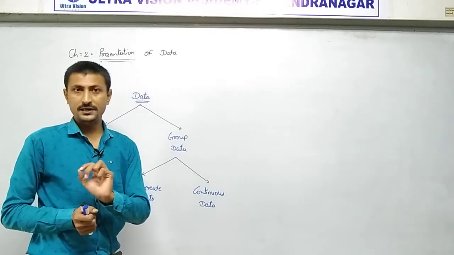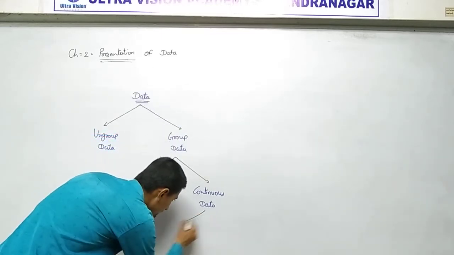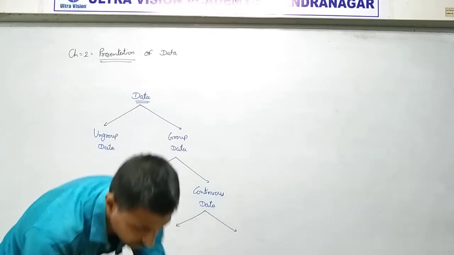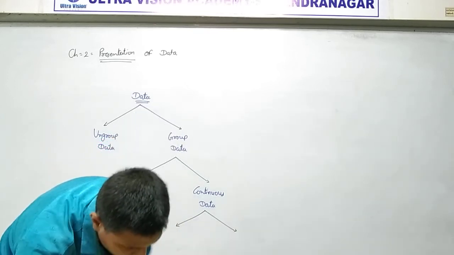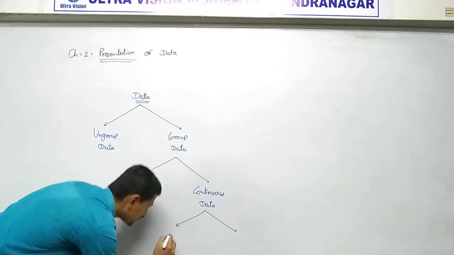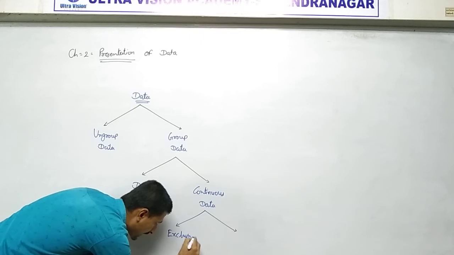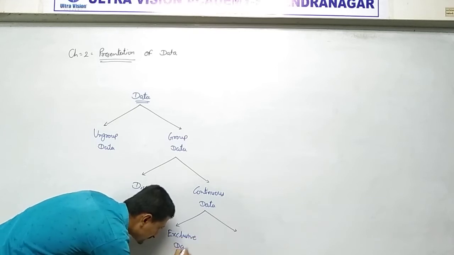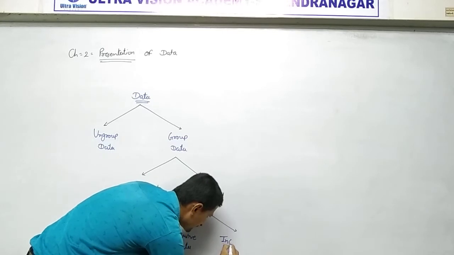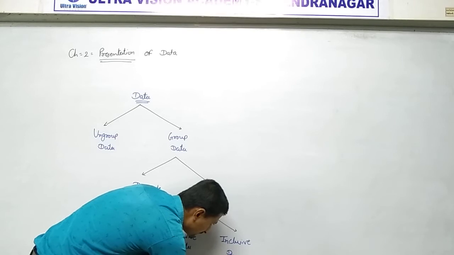Under the continuous data, there are two subparts: exclusive data and inclusive data.